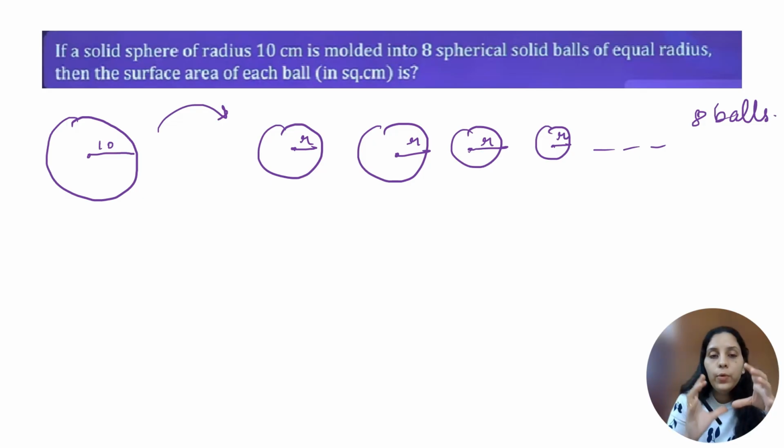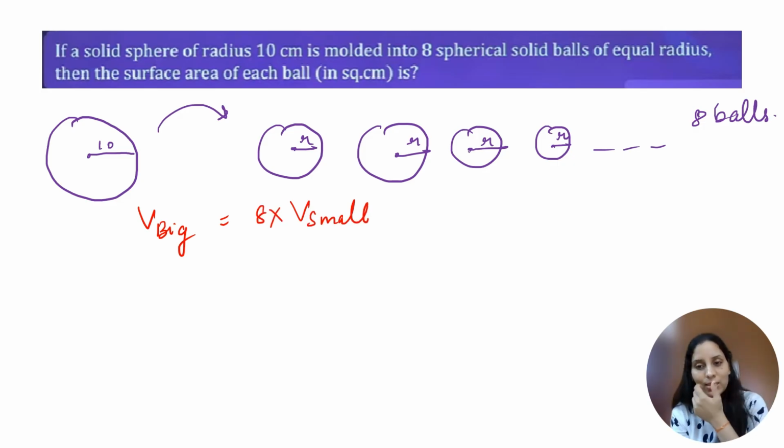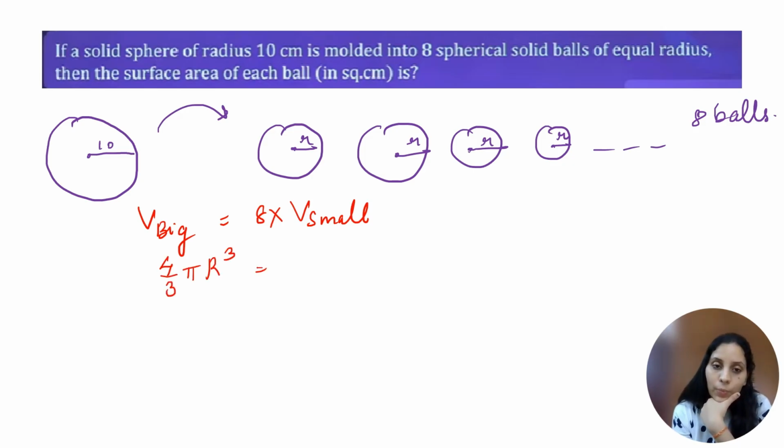Now molded means the volume of this sphere will be same as the sum of the volumes of all these 8 spheres. So this big sphere is divided into 8 small spheres. So this volume is equal to this volume. So volume of big sphere is equal to volume of small spheres. How many small spheres do you have? 8. So 8 into. Alright. So what is the formula? 4 by 3 pi R cube is equal to 8 into 4 by 3 pi r cube, small one.